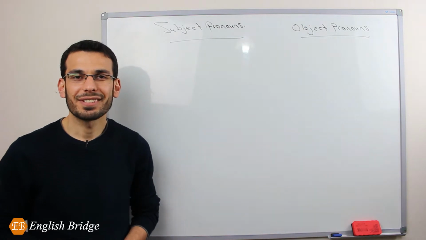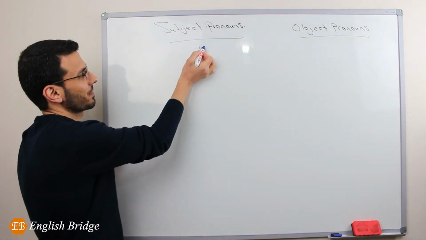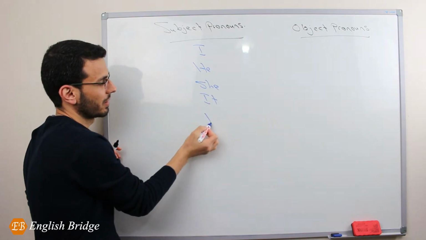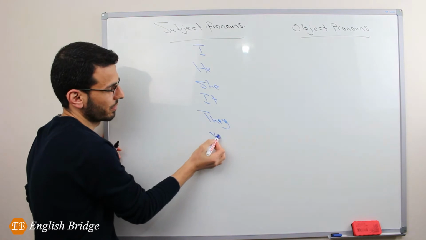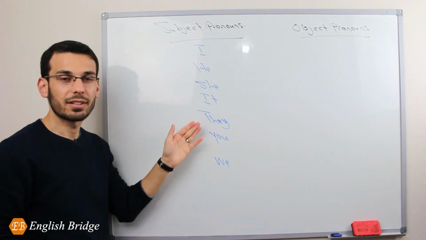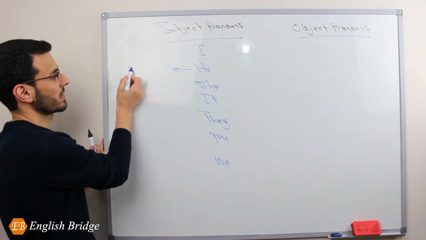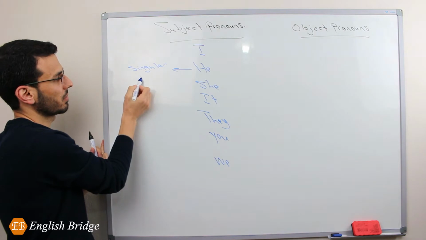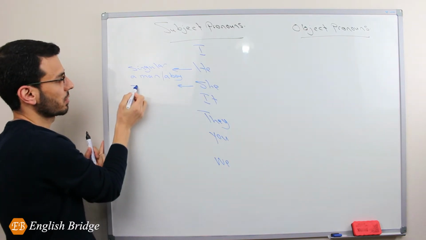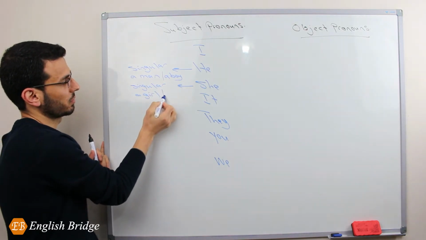Welcome back again. So first let's see what are the subject pronouns and the object pronouns in English. The subject pronouns are the following ones: I, he, she, it, they, you, and we. Now, I when we talk about ourselves. He we use it when we talk about a singular person, like a man or a boy, for example. She when we talk about a singular person again, but a girl or a woman.